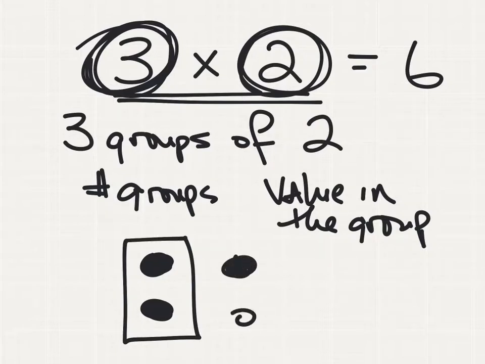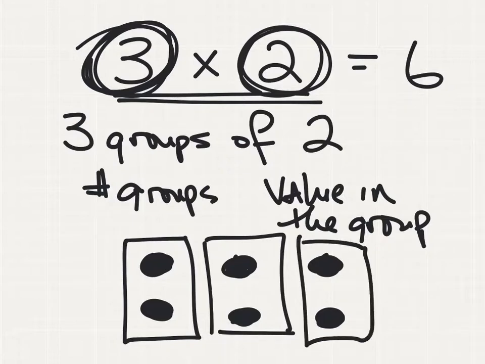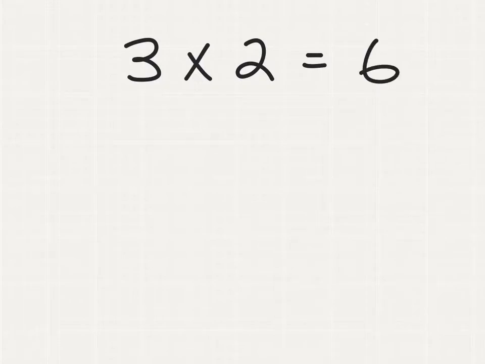This would be a group of positive 2. And this would be a group of positive 2. I have 3 groups of positive 2. And if I count up my counters, my models, I have 6 positives, which matches the product or solution I expected for this problem.